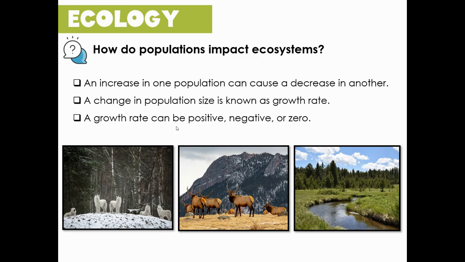How do populations impact ecosystems? Well, an increase in one population can cause a decrease in another. And so we spent some time this year talking about the wolves of Yellowstone, and we watched a video called How Wolves Change Rivers. And it talked us through when wolves were reintroduced to Yellowstone National Park, this reduced the number of the elk population, because the predator was the wolf and then the prey was the elk.